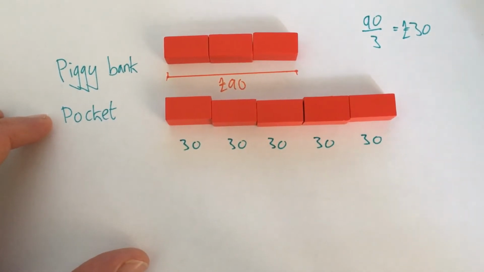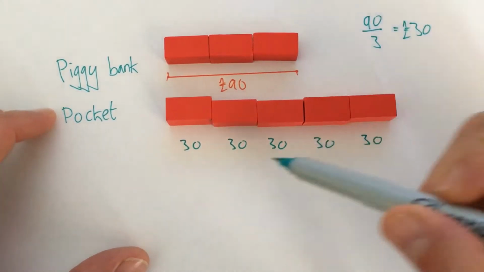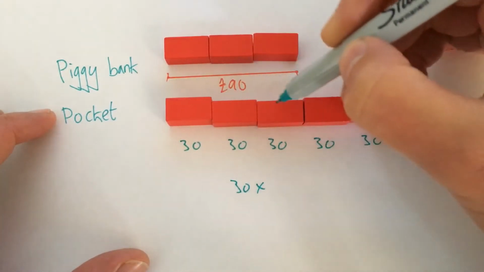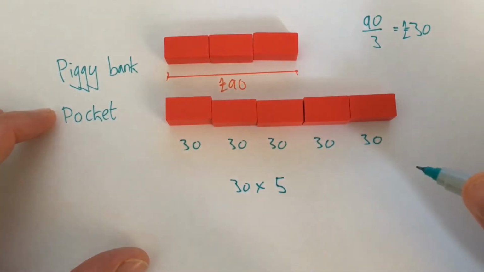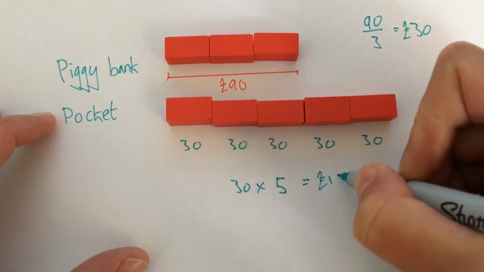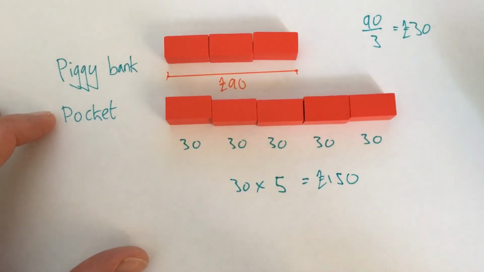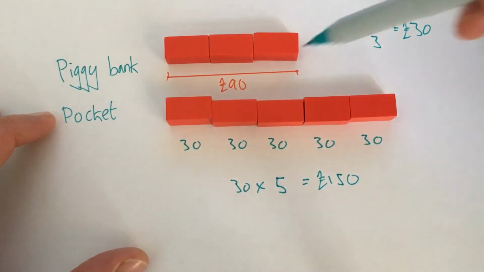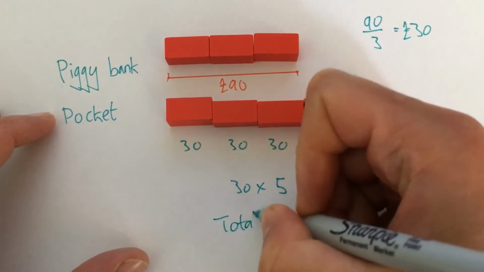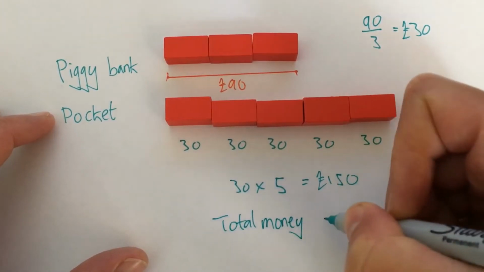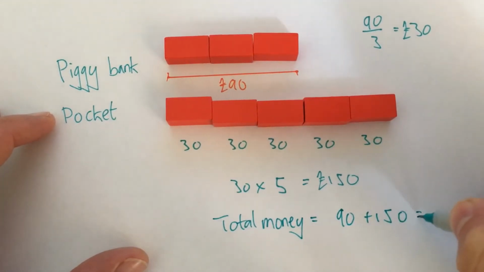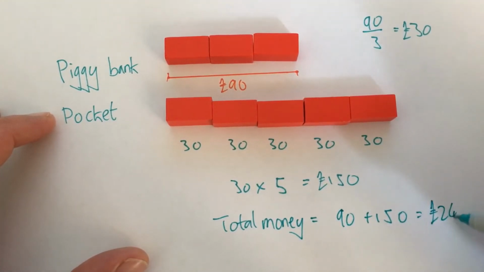So in total, £90 went in the piggy bank. And then here we've got 30 multiplied by 1, 2, 3, 4, 5, because 5 parts of the total went in his pocket. 30 times 5 is 150. So the total money that Joe received for his birthday is 90 plus 150. Let's write that down. Total money equals 90 plus 150, which of course is £240.